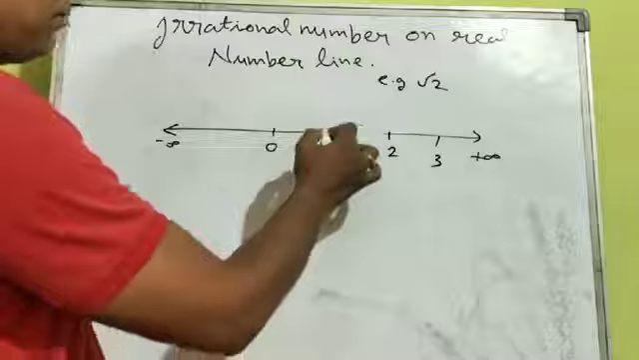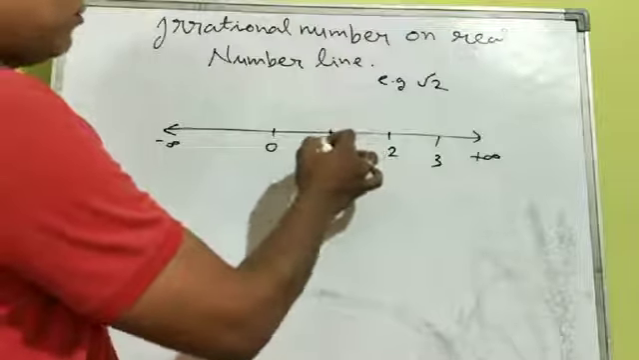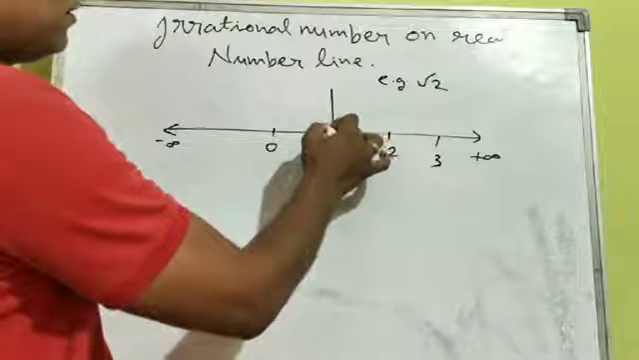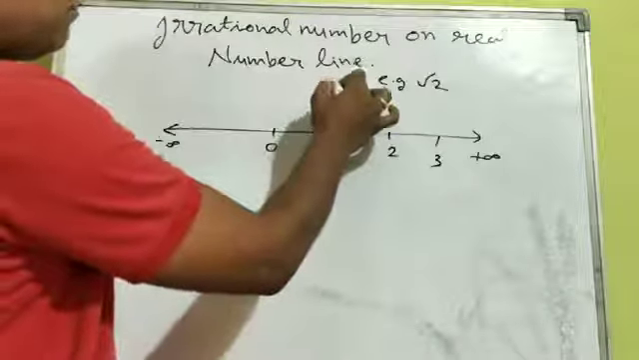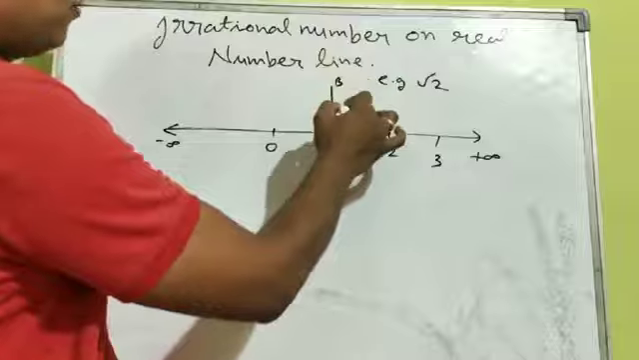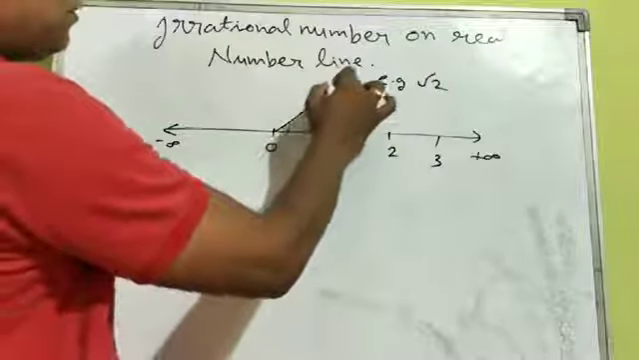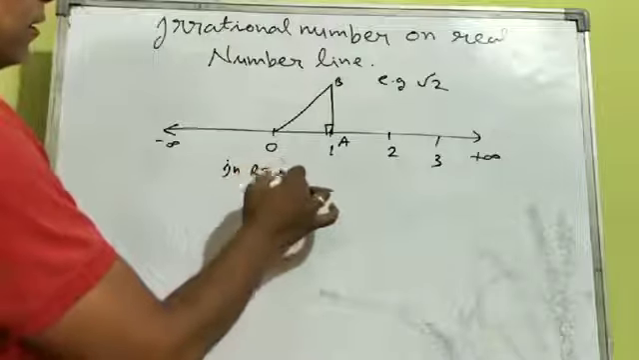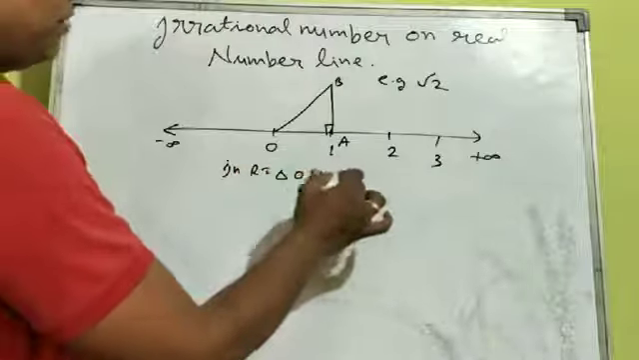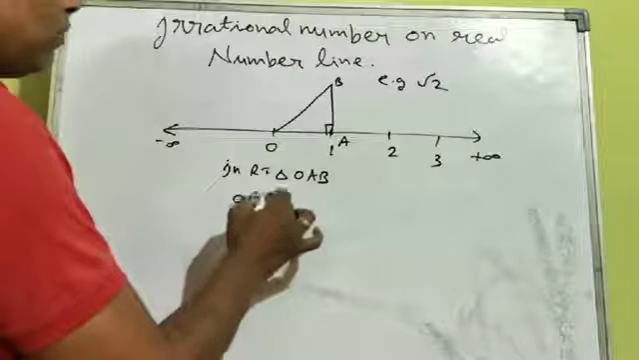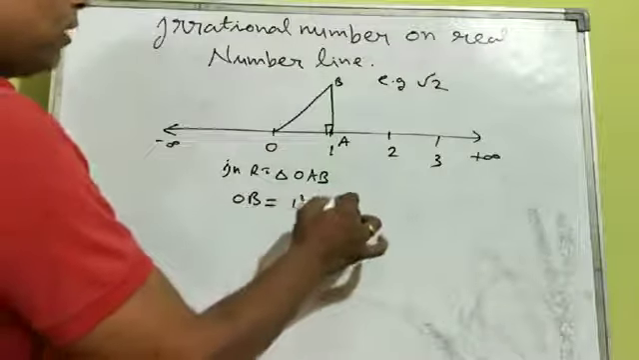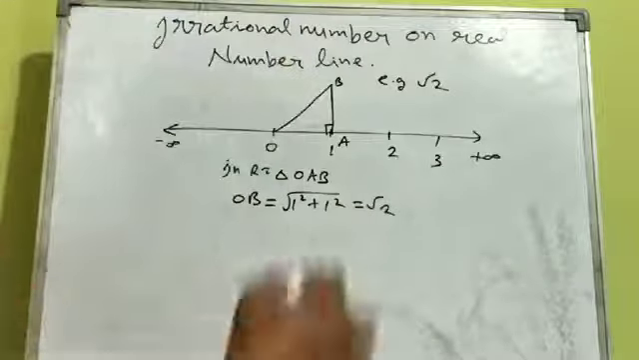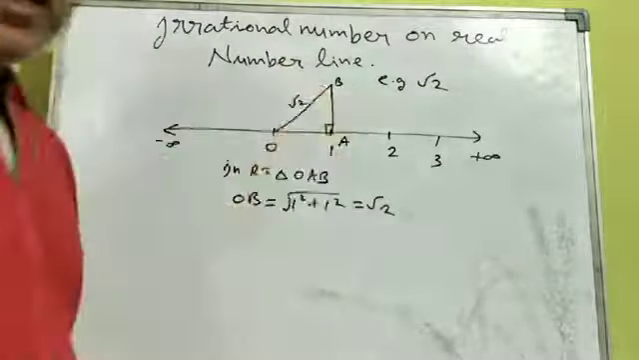Now draw a perpendicular of unit length from this point. Let this point be A, and let the end of the perpendicular be B. This one is also 1 unit. Now join OB. So in right triangle OAB, by Pythagoras theorem, OB equals the square root of 1 squared plus 1 squared, that is equal to root 2. That is, this OB represents root 2.